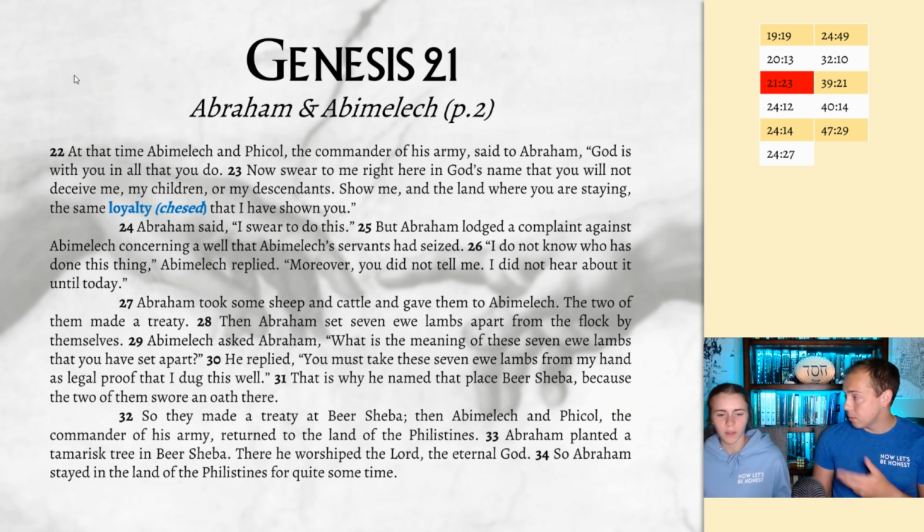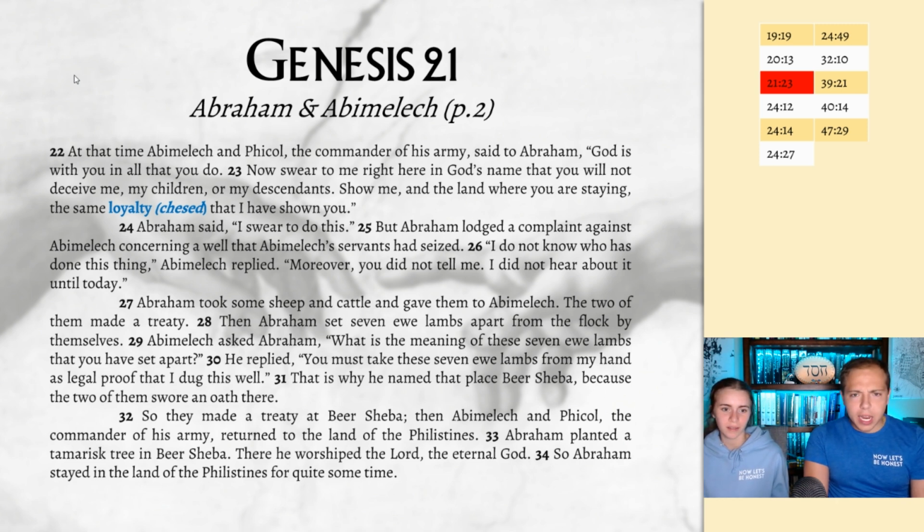I feel like it's missing the element of trust. It's like there has to be physical proof, like, you have these 7 lambs, so therefore we know I dug this well. Instead of it being like, we just know that I dug the well because I'm going to trust you. That type of thing. Yeah, for sure.